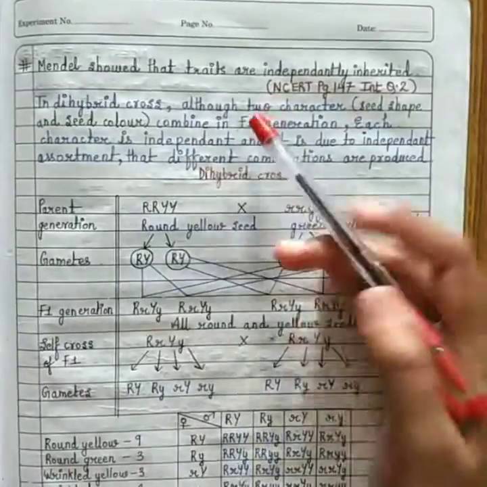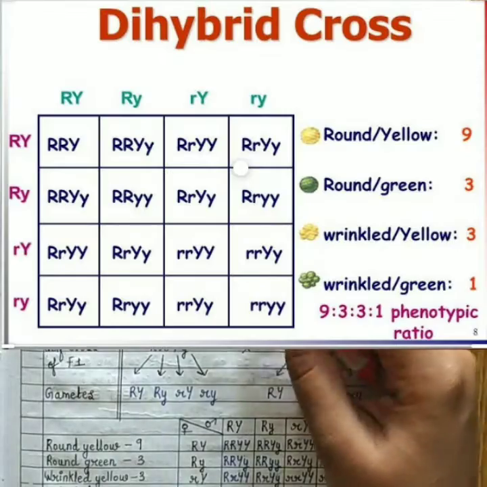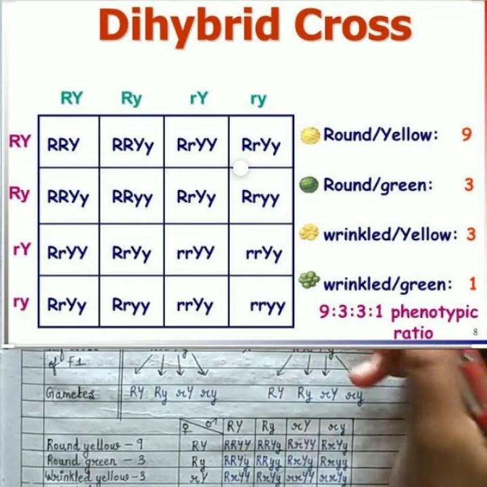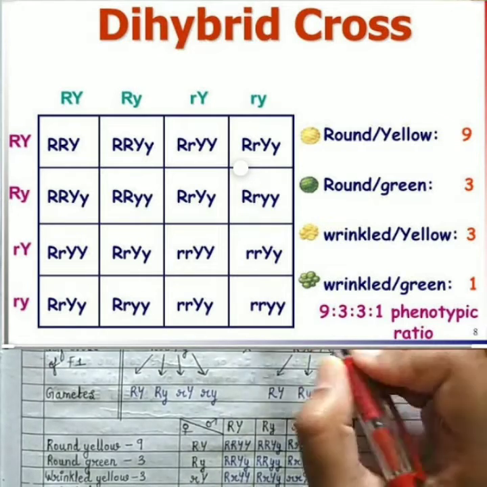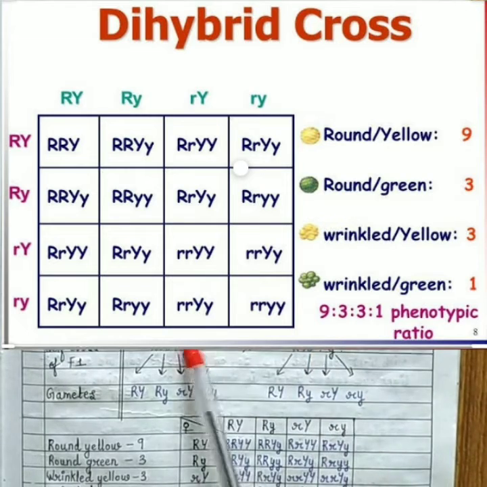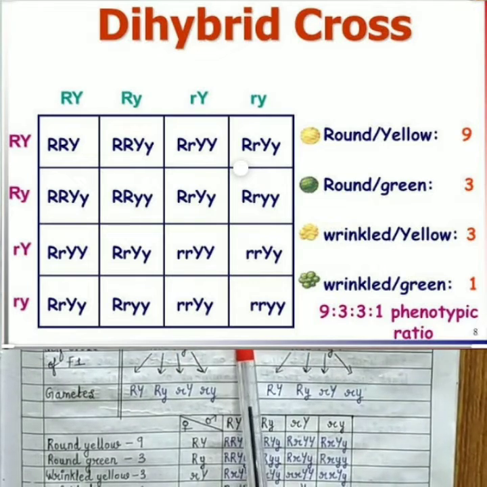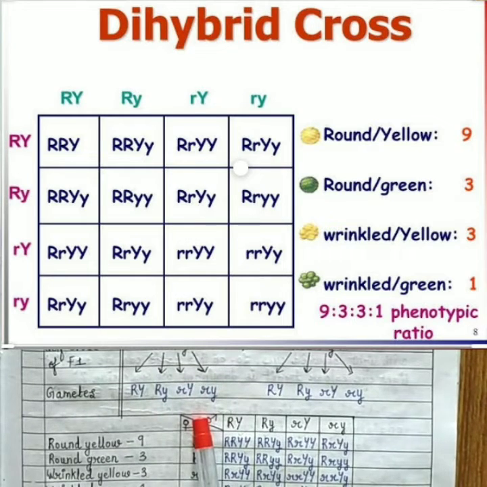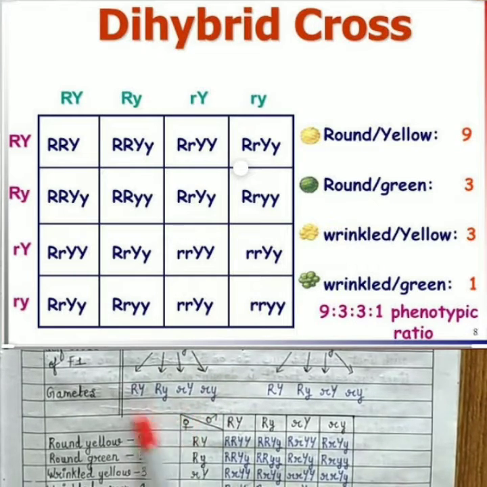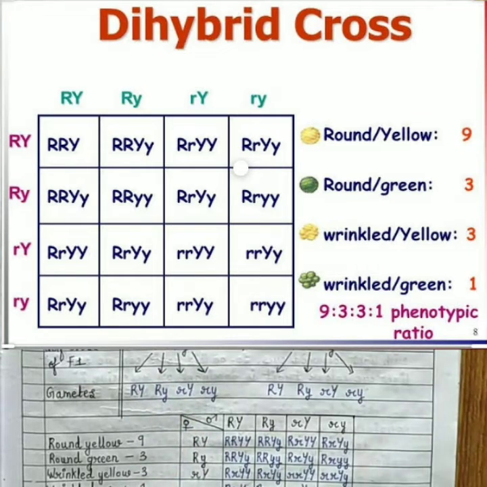So after this, we'll move on. There was also a question where the NCERT asked how Mendel's experiment showed that the traits are independently inherited. In the dihybrid cross, although 2 characters combine in the F1 generation, each character is independent. Each character is independent for assortment and for combination, and it is due to independent assortment that different combinations are being produced. We got these different combinations because of independent assortment. So I hope this much is clear.